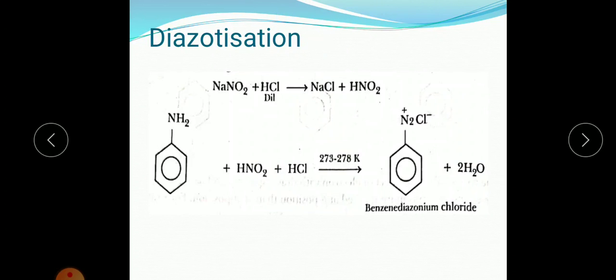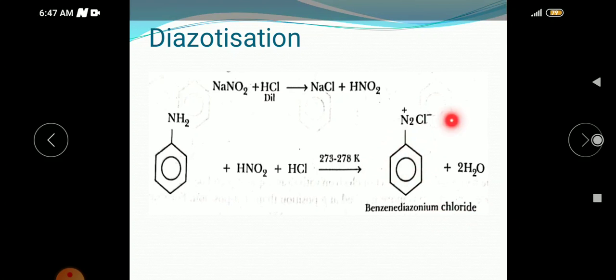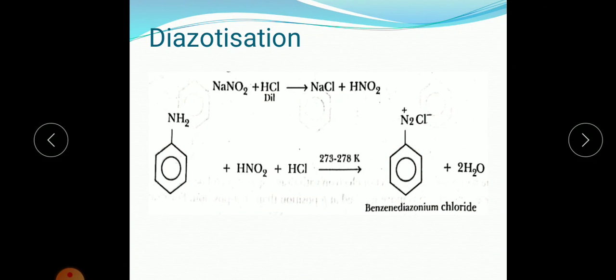For example, the same reaction in equation form. The reaction of sodium nitrite and dilute HCl will give you sodium chloride and HNO2. This is known as nitrous acid. When this nitrous acid reacts with aniline at a temperature of 0 to 5 degrees Celsius, it is going to form benzene diazonium chloride, where we have the benzene ring, and to this benzene there will be the attachment of N2+ Cl-. We can together write this as NaNO2 plus HCl. So this is known as diazotization, and it is the preparation of benzene diazonium chloride.